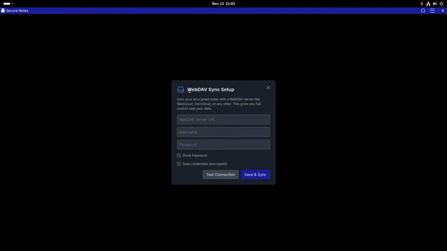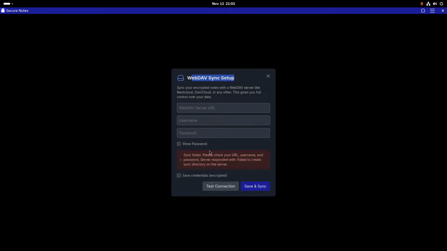So I have a WebDAV sync setup. Sync your encrypted notes with a WebDAV server like Nextcloud, OwnCloud, or any other. I haven't tested this out yet, but I got the test connection to work. Sync failed. That's good. It has a show password option and a save credentials encrypted option.